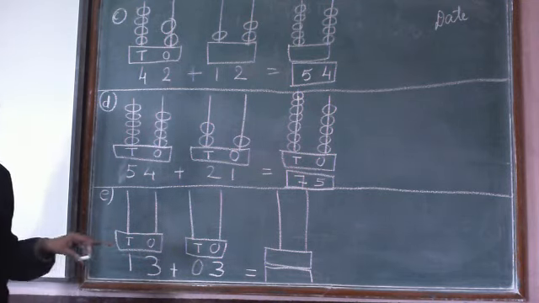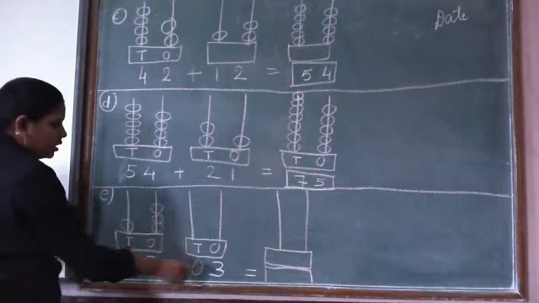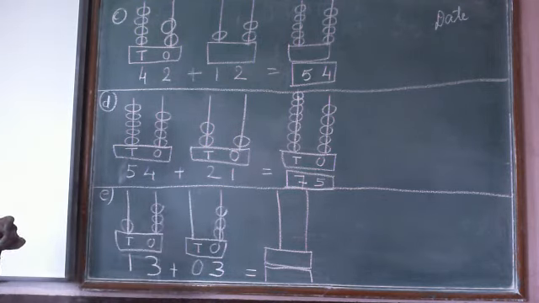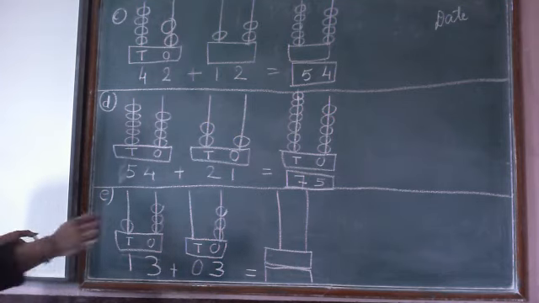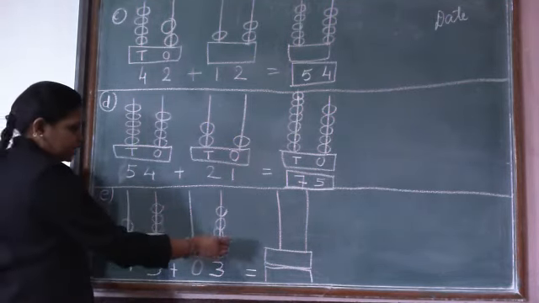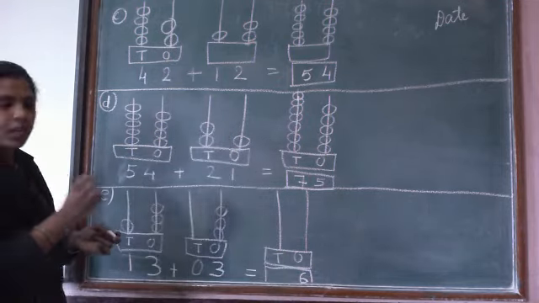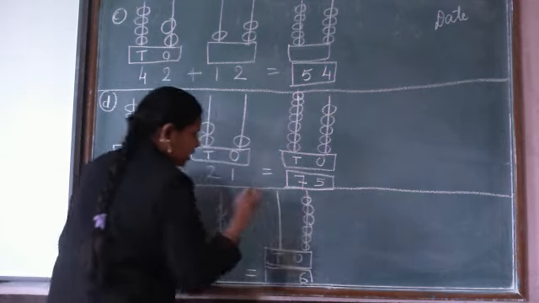Okay. Now place the number of beads. 3. 1, 2, 3, 1. So only 1. Again 3, 1, 2, 3, 0. So empty, khali. If 0 is there, then you don't have to draw beads there. Okay. Now add it. Add the number of beads at ones place. 1, 2, 3, 4, 5, 6. So write here 6 and make here 6 beads. 1, 2, 3, 4, 5 and 6.